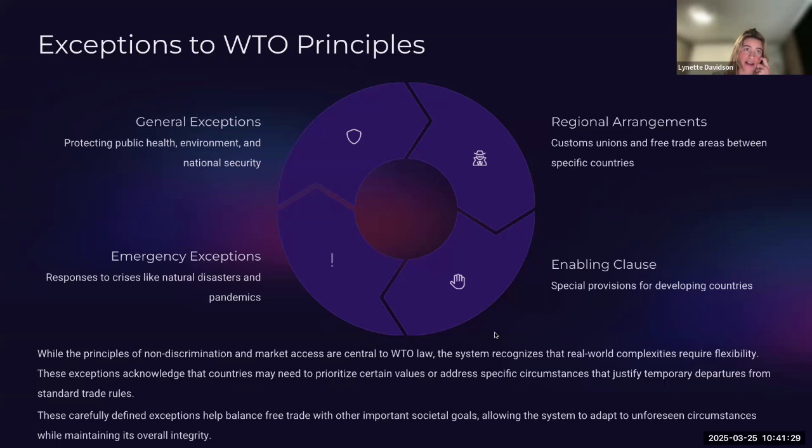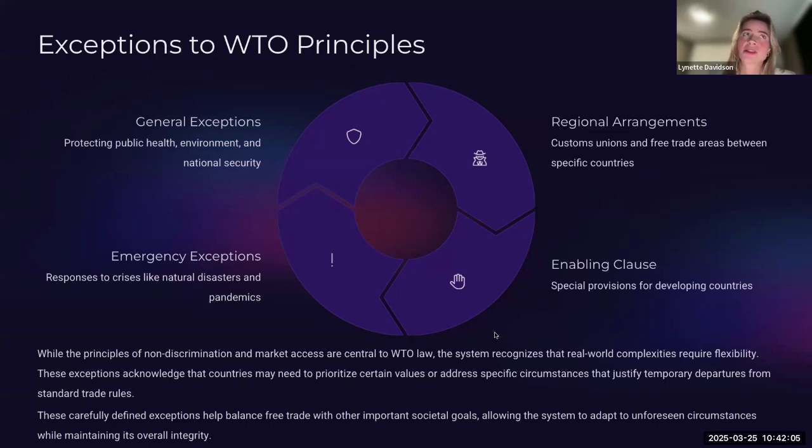This is why we have exceptions that acknowledge that countries may need to prioritize their own specific values or their own safety. And this could be temporarily, but we need to be able to deviate from standard trade rules to help protect other interests when needed. So these exceptions have been carefully examined over the past years, and they try to help balance free trades. And they also allow the system to adapt wherever it's needed to unforeseen circumstances.